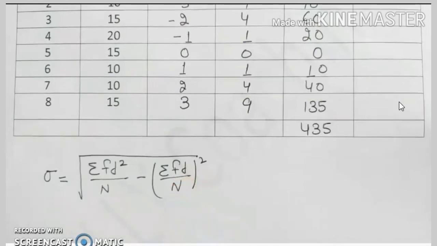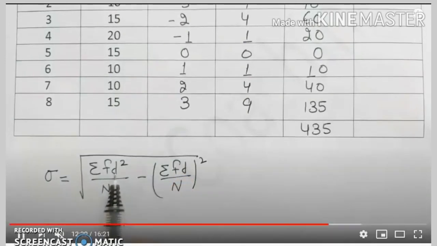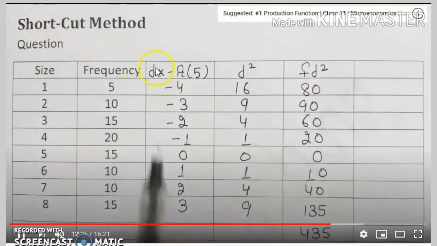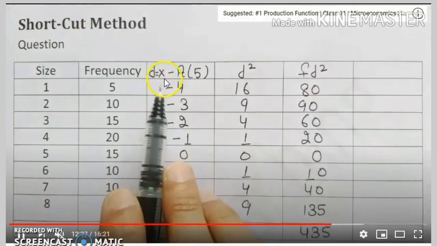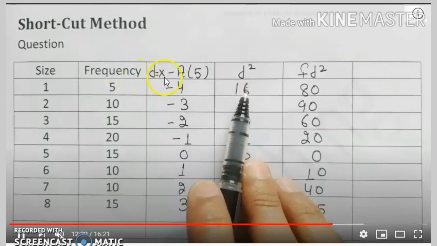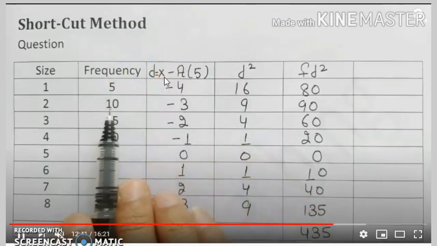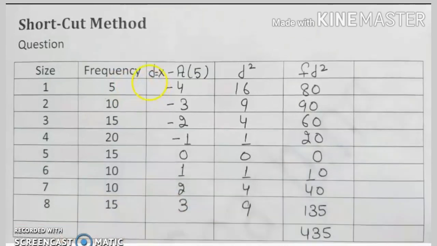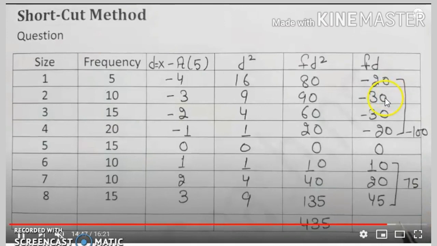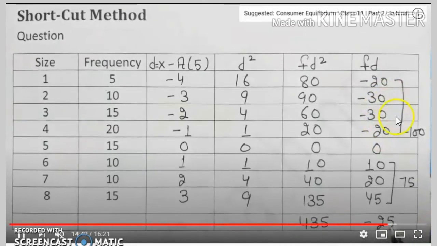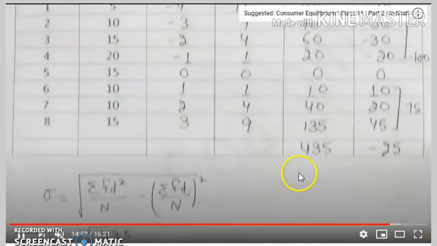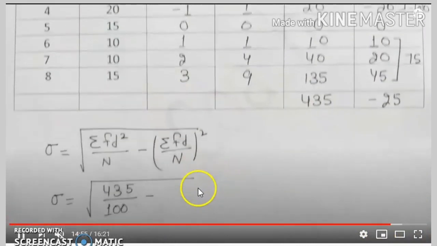So next we need the total of fd. So that we have to find. So first we have to multiply f and d. So what's the answer? So f and d first will be minus 20, minus 30, minus 30. Here this is the value here and this is the value here. By subtracting these two, we will be getting minus 25 as the answer.